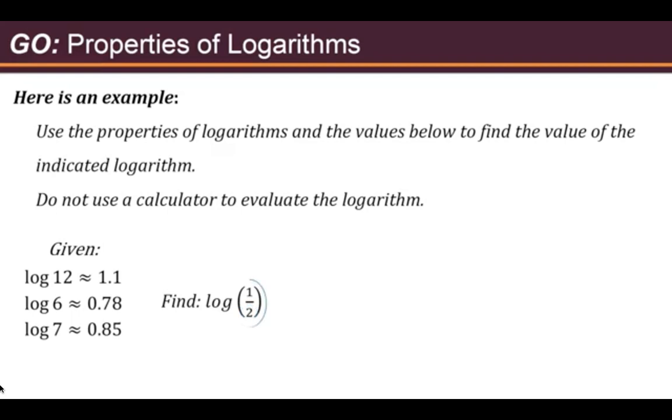We know that 1/2 equals 6 over 12. Therefore, we will rewrite our initial logarithm, log of 1/2, as log of 6 over 12. Now we can rewrite this logarithm using our log properties and then find the value of the log. So, log of 1/2 equals log of 6 over 12, which equals log of 6 minus log of 12, or 0.78 minus 1.1, which gives us negative 0.32.